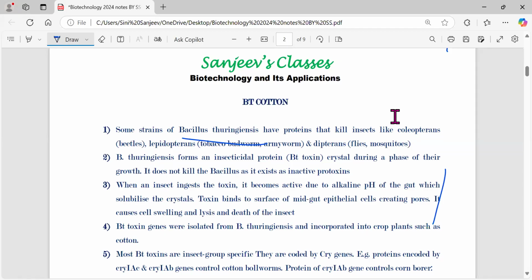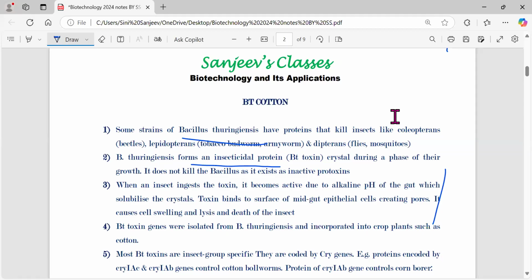And that protein is responsible for killing any type of worms or insects which attack your plant. This protein is called the insecticidal protein, also termed Bt toxin. This insecticidal protein, the Bt toxin, is a crystal form, but initially it is in an inactive form. Only once it enters the stomach of the insect or pest does it get activated. How? That we are going to see now.